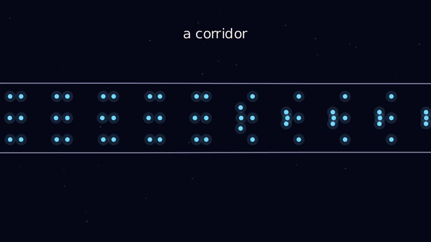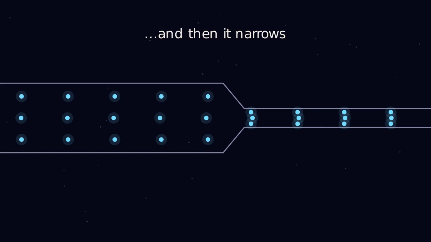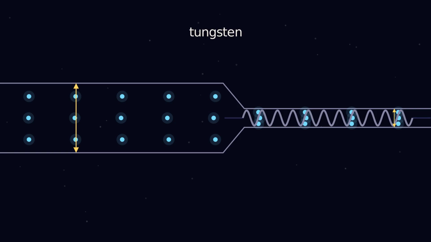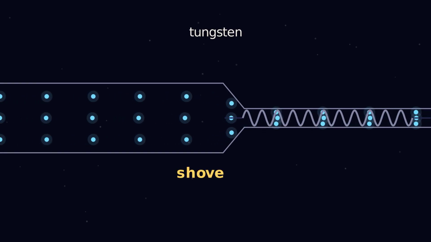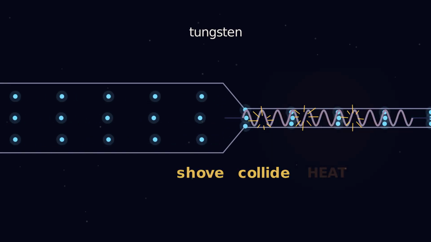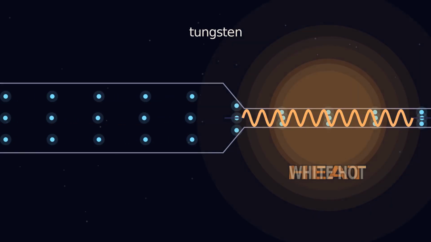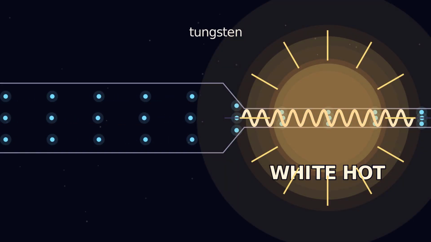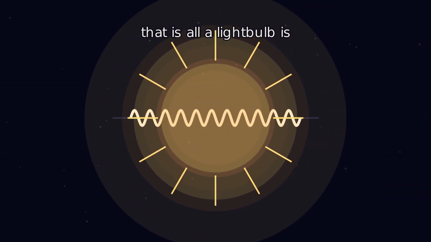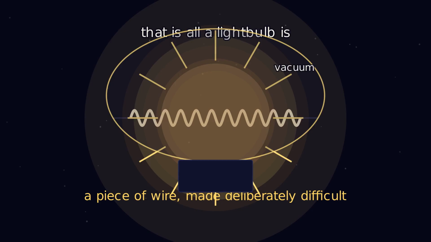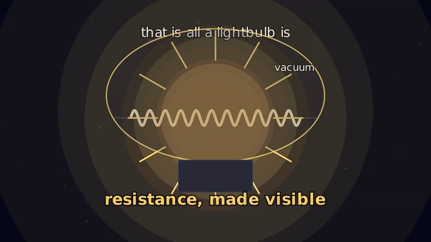And then, inside the bulb, that corridor suddenly narrows. Coiled up in there is a thread of tungsten, far thinner than the wire feeding it. The same crowd of electrons must now force its way through a much tighter space. They shove, they collide, and all that shoving comes back out as heat. Push hard enough, and the thread gets so hot it glows, white hot, and throws off light. That is all a light bulb is, a piece of wire made deliberately difficult, sealed in a little glass vacuum so it can burn hot without burning up. The light in your hand is resistance, made visible.